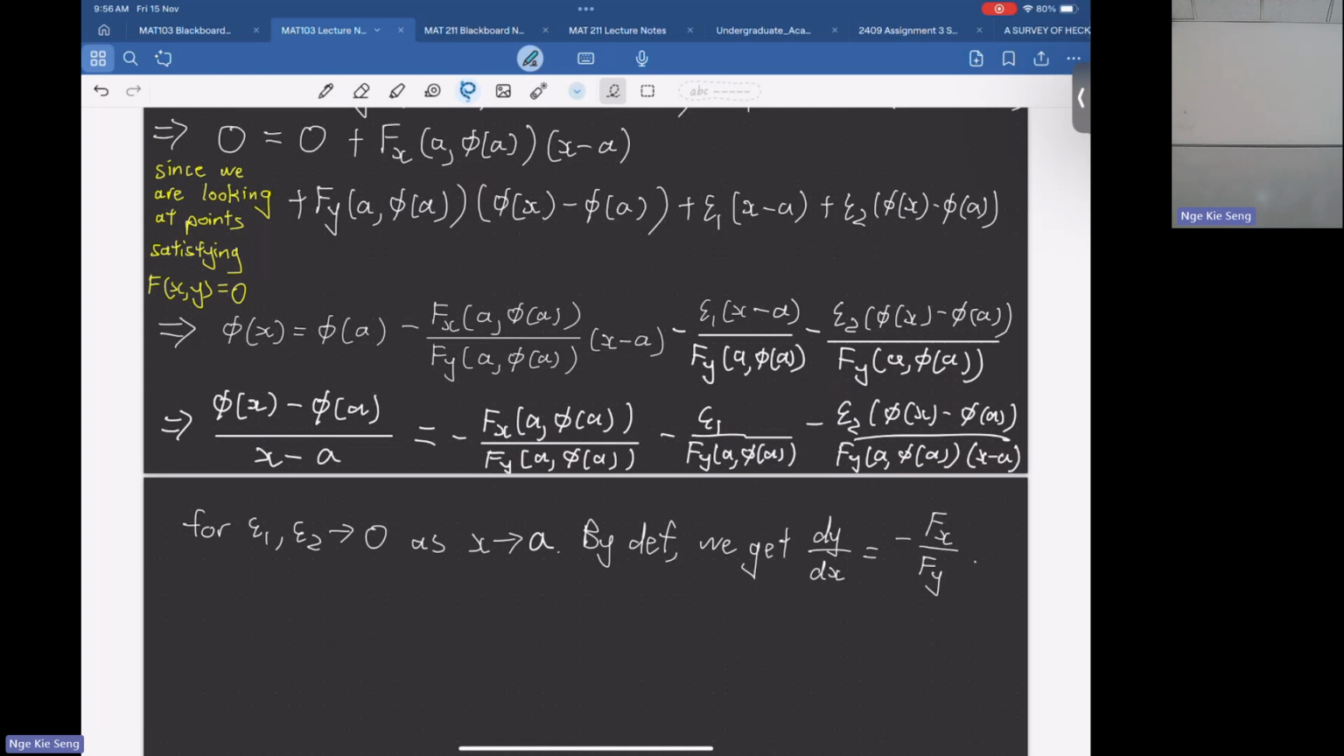But you need to discuss why epsilon 1 and epsilon 2 go to 0. In this case, you just take it to 0. Actually, we need to discuss how we get rid of this, but it's not important in this case. What is important for this proof is that I want you to see how this minus sign pops up. How does this minus sign pop up here?